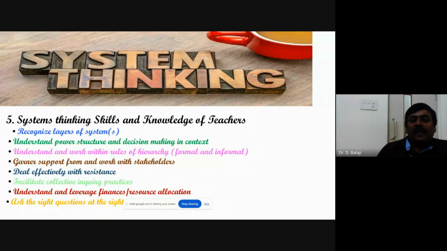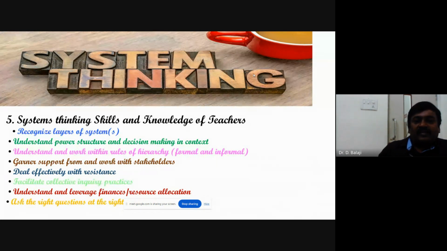Garner support from and work with the stakeholders. Stakeholders are nothing but the students, faculty, whosoever is working. So get support from them. Deal effectively with resistance. If you are implementing any sort of rule and there is any resistance, deal with it effectively, pacify them, and make them understand, so that they will have confidence in you.